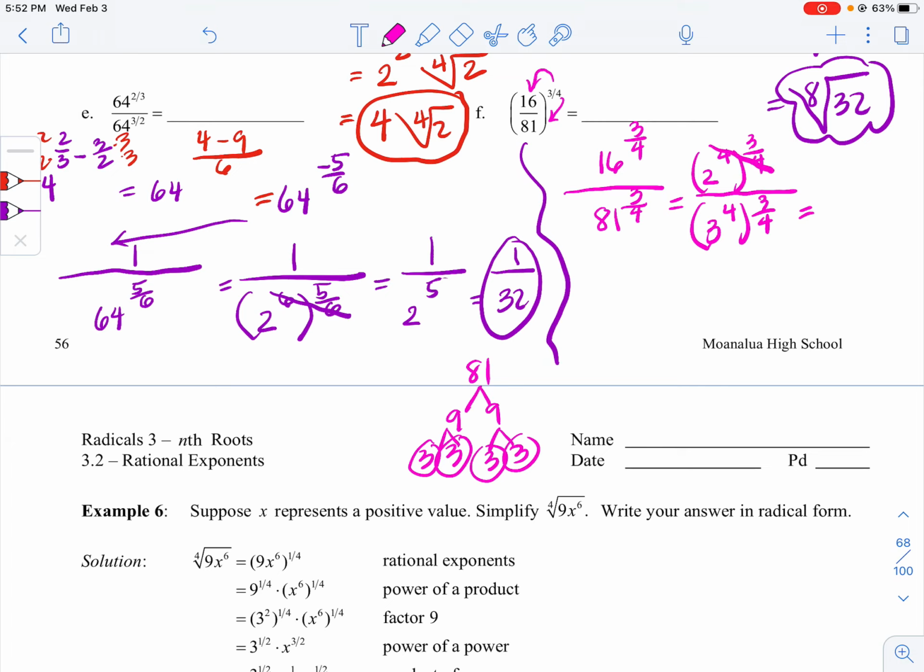Because that's 12 divided by 4. So that's 2 to the power of 3, and 3 to the power of 3. So that is 8 over 27. And I don't think you can still simplify 8 over 27, right? There's nothing in common between 8 and 27. So 8 over 27 would be your final answer.